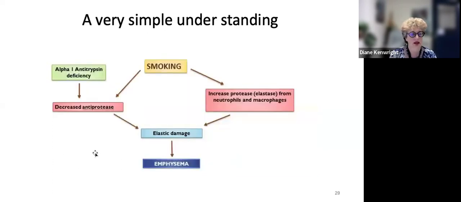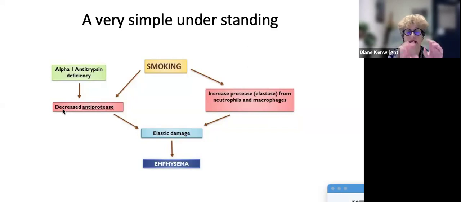So here we go. Let's think about alpha-1 antitrypsin deficiency, because this is the primary cause of emphysema that happens in young to middle-aged adults. Alpha-1 antitrypsin deficiency is due to a deficiency in antitrypsin, the antiprotease. So what does trypsin do? It damages, it breaks down protein. In particular, it breaks down elastin.